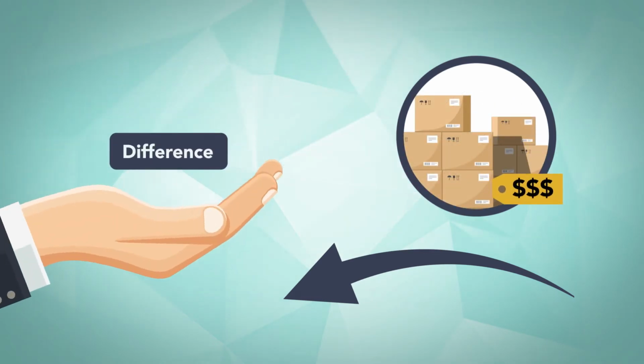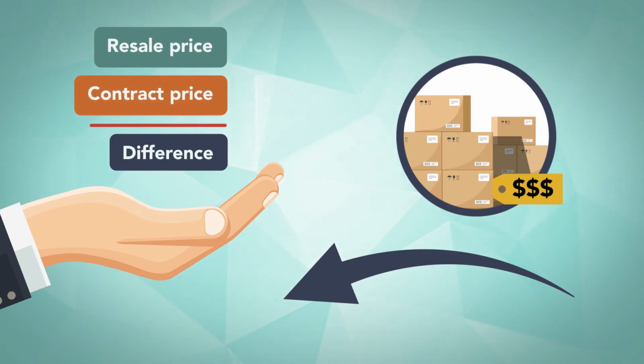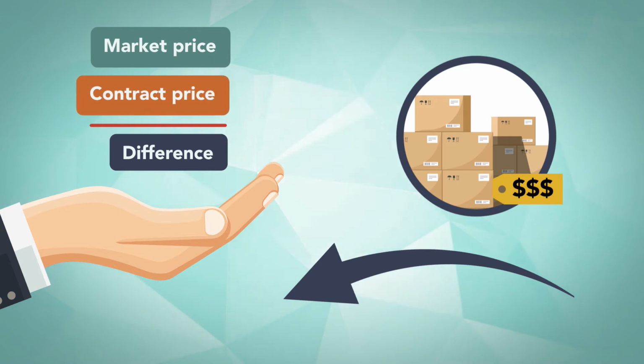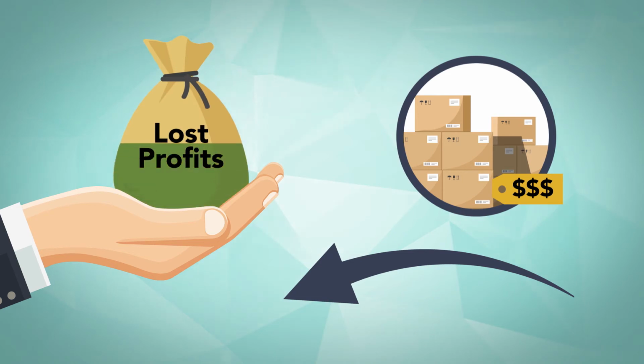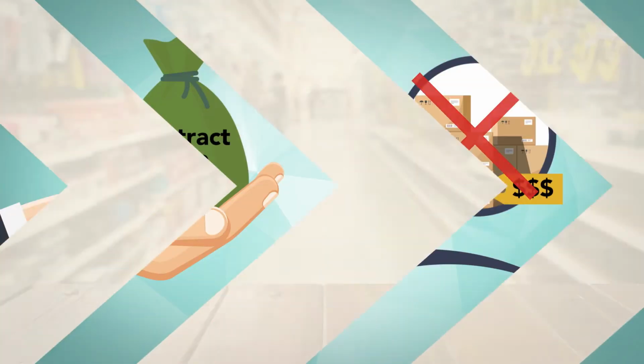The seller can then recover the difference between the resale price and the contract price, or alternatively may recover the difference between the market price and the contract price if the goods are not resold. The seller could alternatively elect to recover lost profits from the sale, or if unable to resell, recover the whole contract price. Similar to our earlier example, imagine that Acme Home Improvement sells lawn and sporting equipment.